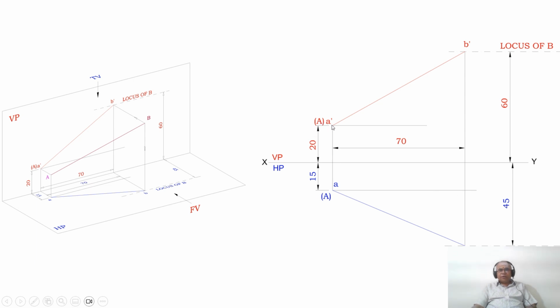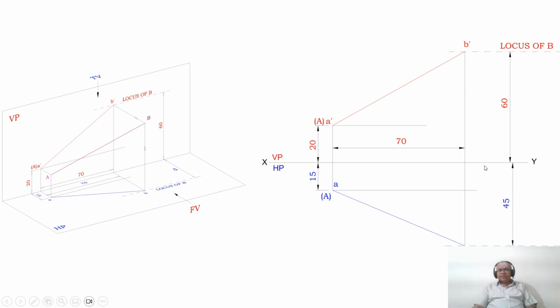You take any convenient point on the projector A from the horizontal line of A, and then draw a vertical projector such that these two points will cut at these two lines. So you mark this point as A dash, and you mark this point as small a. This is capital A, and this is capital B, and show the dimensions of 20 and 15.